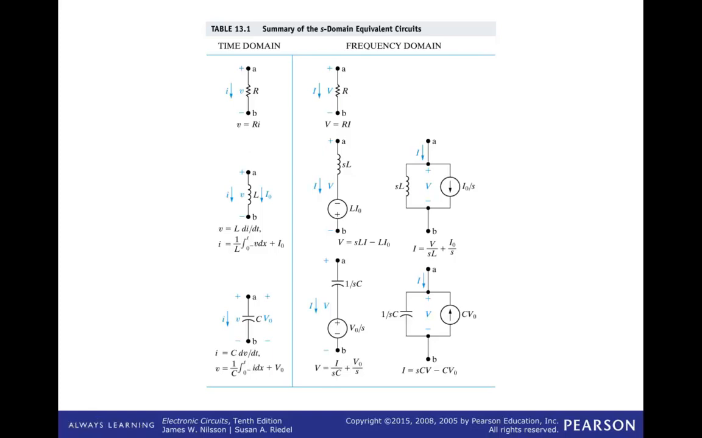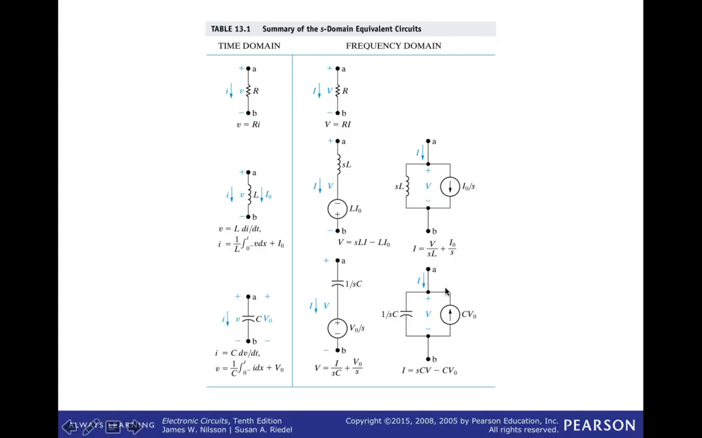The unknowns here are V and I in every case. But on the right-hand side, V and I are functions of s, so you notice they're written as capital letters. And on the left-hand side, V and I are functions of time, so they're written as small letters. So for the capacitor, when you have a capacitor that has an initial condition on the voltage and a current and voltage defined in this way, you replace that with a capacitive impedance in series with a voltage source equal to V sub 0 over s. And the direction of the polarity of the voltage source will be the same as the polarity of the voltage that forms the initial condition on the capacitor.